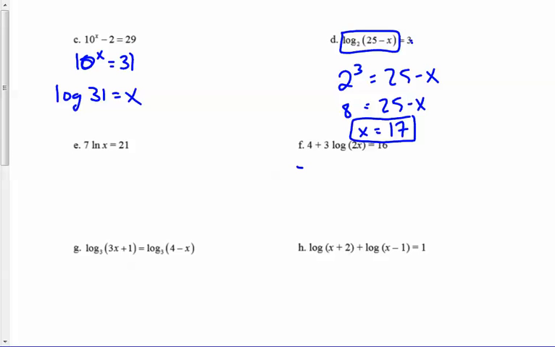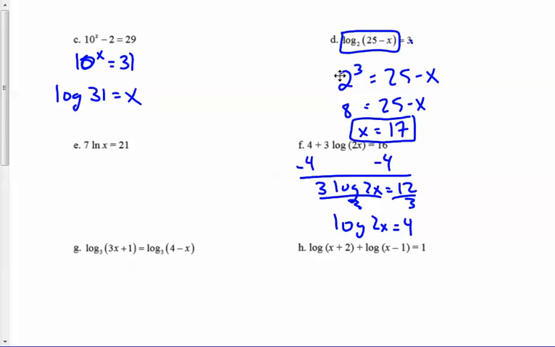Let's look at f. Minus 4 minus 4. So 3 times the log of 2x equals 12 divided by 3. So log of 2x equals 4. Again, now I see that my variable is in the log. So exponential form. That has a base 10. So 10 to the 4th equals 2x. Divide by 2. Divide by 2. 10 to the 4th, well, that's 4 zeros. Divided by 2 equals x. So that is 5,000 equals x.